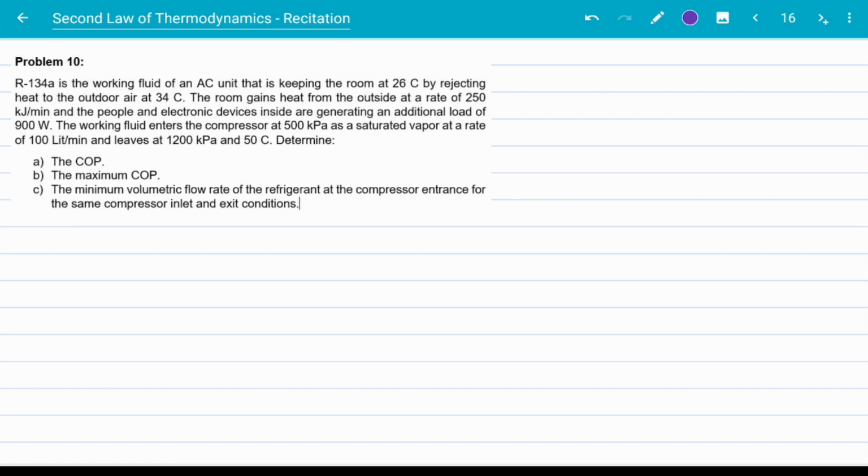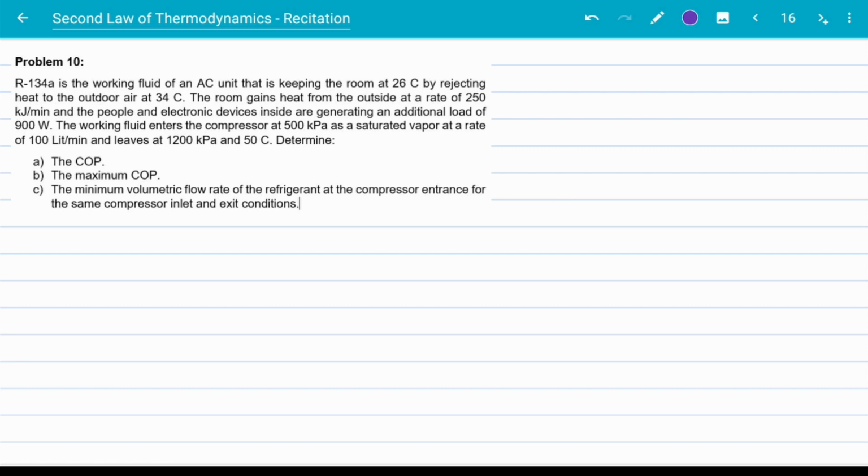We know that the refrigerant enters the compressor at 500 kilopascals as a saturated vapor. The volumetric flow rate at the entrance is also given, 100 liters per minute, and then leaves at 1200 kilopascals and 50 degrees Celsius. We are asked to find the COP, maximum COP possible, and the minimum volumetric flow rate of this refrigerant at the compressor entrance for the same compressor inlet and exit conditions.